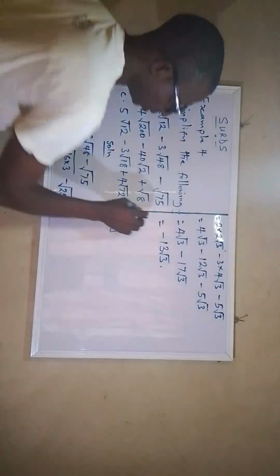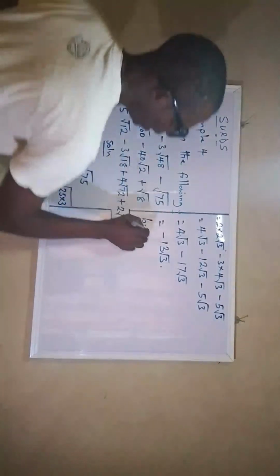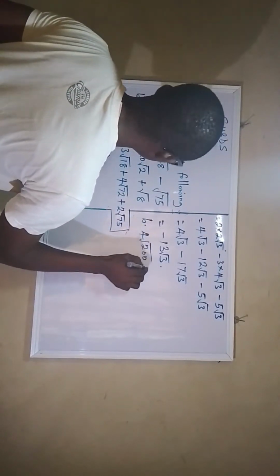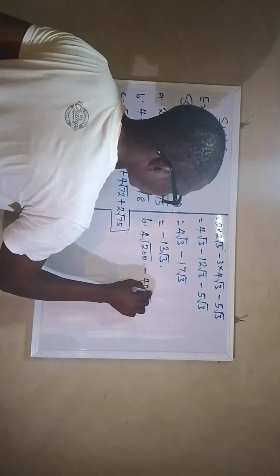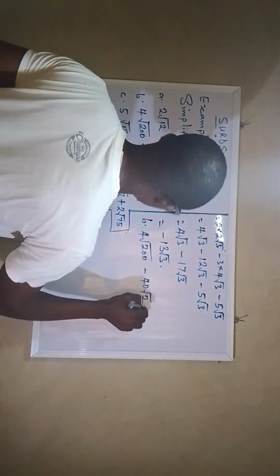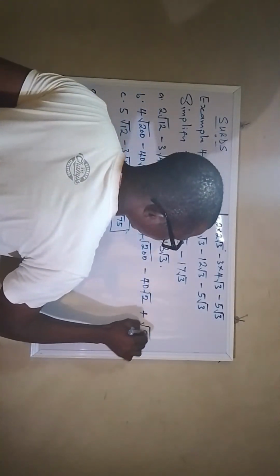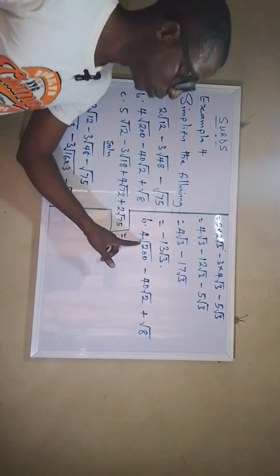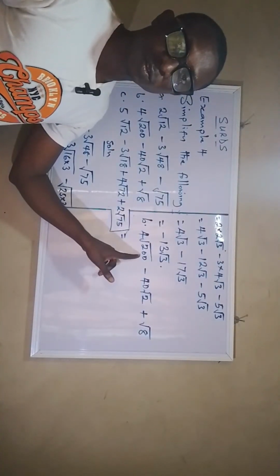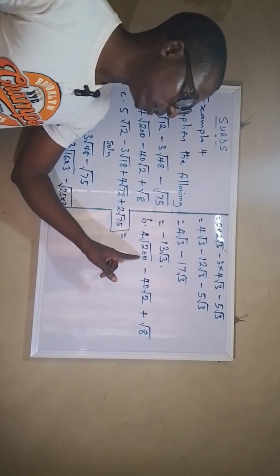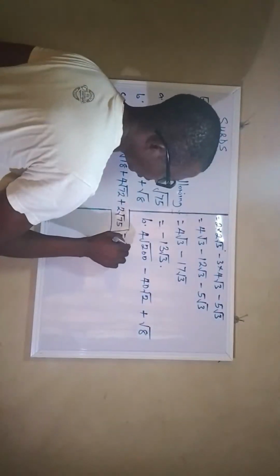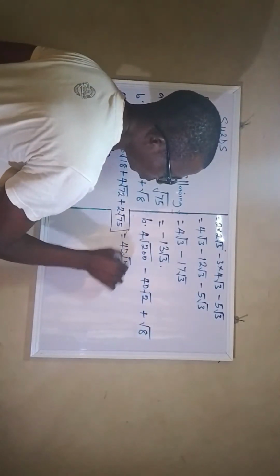Now let's look at the second one. All right, we have 4 square root of 200 minus 40 square root of 2 plus square root of 8. Okay, now to do this, this is 100 times 2. So when you find square root of 100, that's going to give you what? 10. So that 10 will multiply itself with 4. So this will be 40 square root of 2.